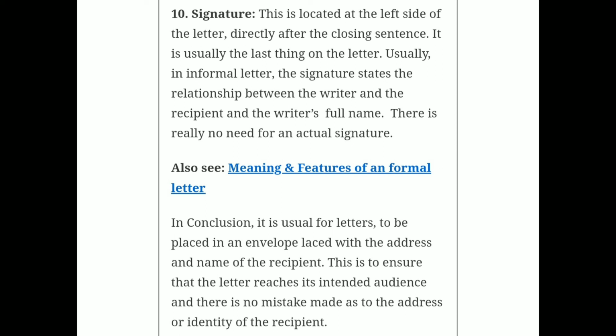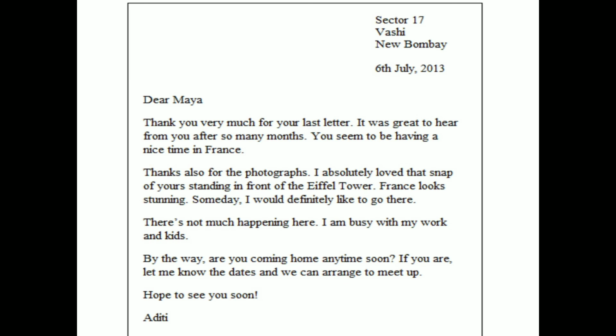Let us see an example of an informal letter. See this image. An informal letter is a type of letter you would write to someone you know, for example, a friend or a family member. They are written in a style that is more friendly and familiar in comparison to a formal letter, which follows strict rules about layout and style.